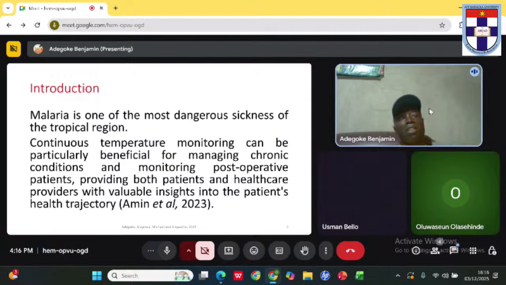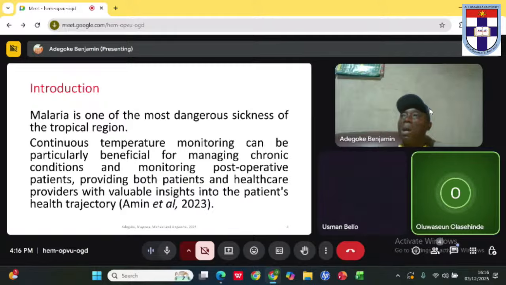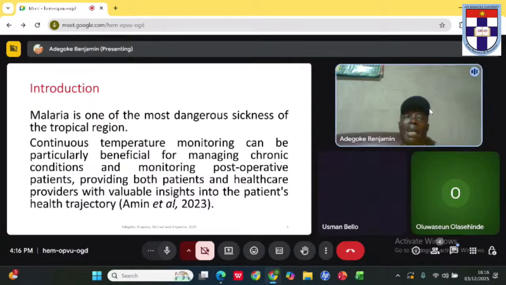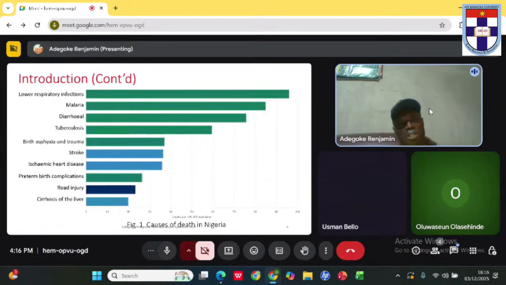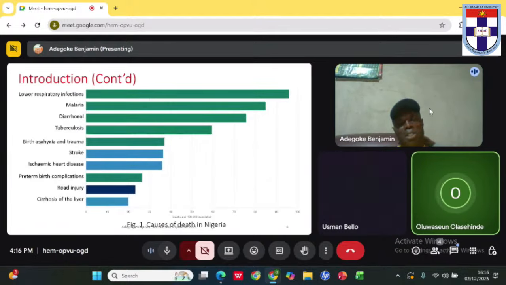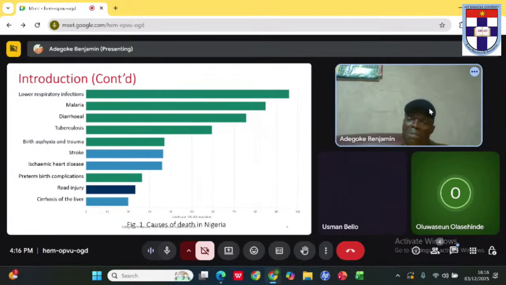Malaria is one of the most dangerous sicknesses in the tropical region. Because of this, continuous monitoring of core body temperature can assist in noticing an approaching illness. Statistics has it that the causes of death in Nigeria are as shown in this chart.